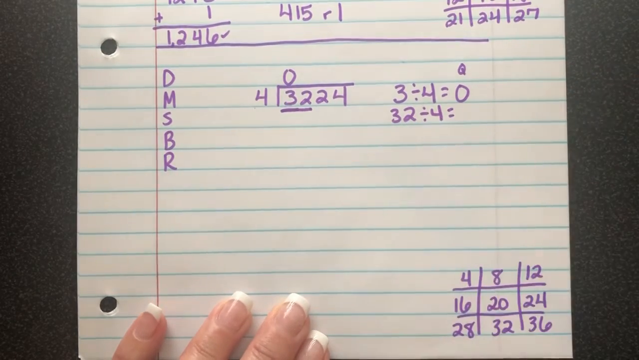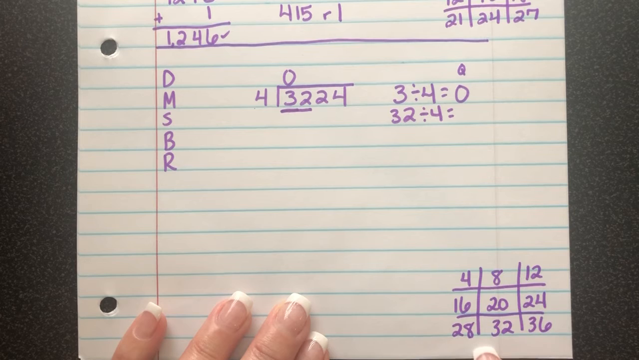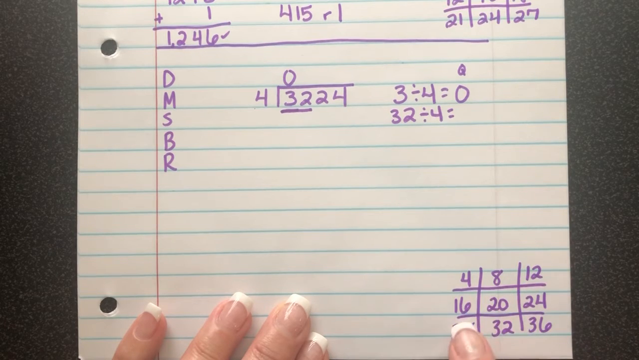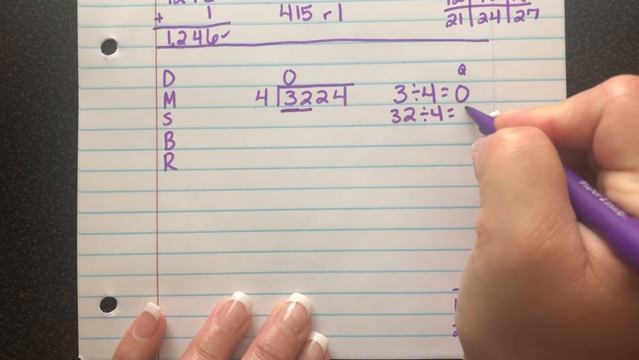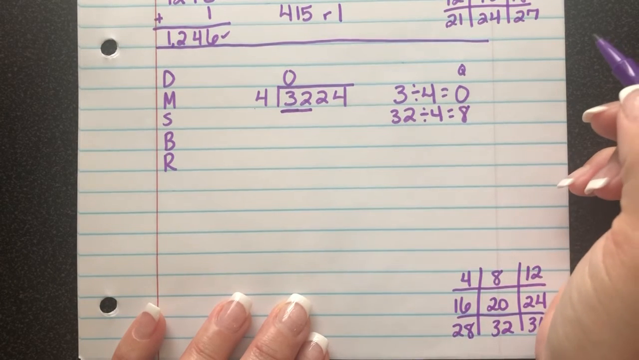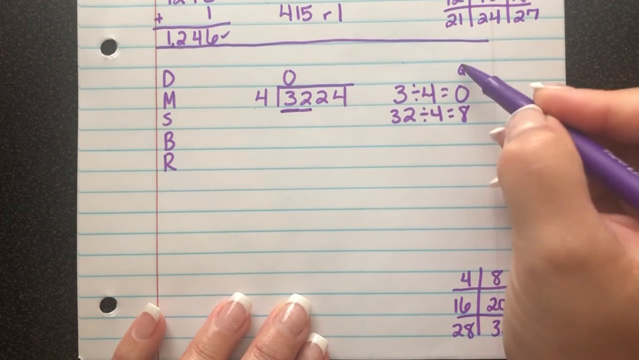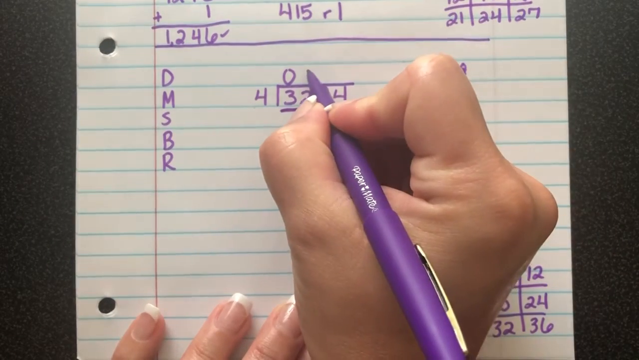the first digit. Okay, so if I look down at my hashtag, there's a 32 right there. Okay, that takes 1, 2, 3, 4, 5, 6, 7, 8 groups to get that 32. Okay, so 32 divided by 4 equals 8. Okay, that is a quotient, so that 8 is going to go up here.